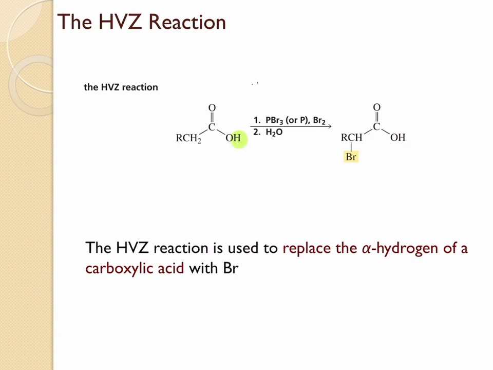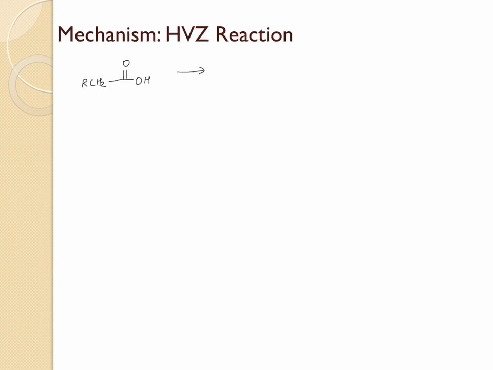But you can still do the alpha substitution of carboxylic acid by converting that into acyl bromide, for which it has to be first treated with PBr3 and bromine, or you can also take phosphorus and bromine, which is also going to give us PBr3.